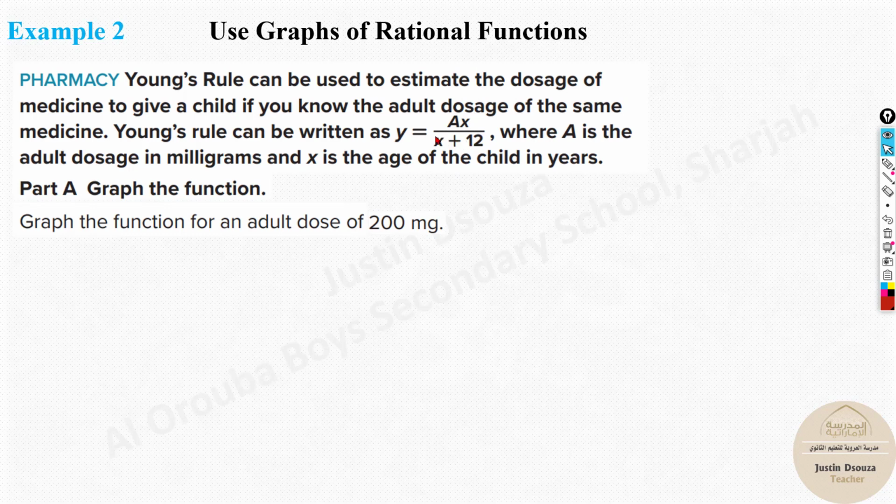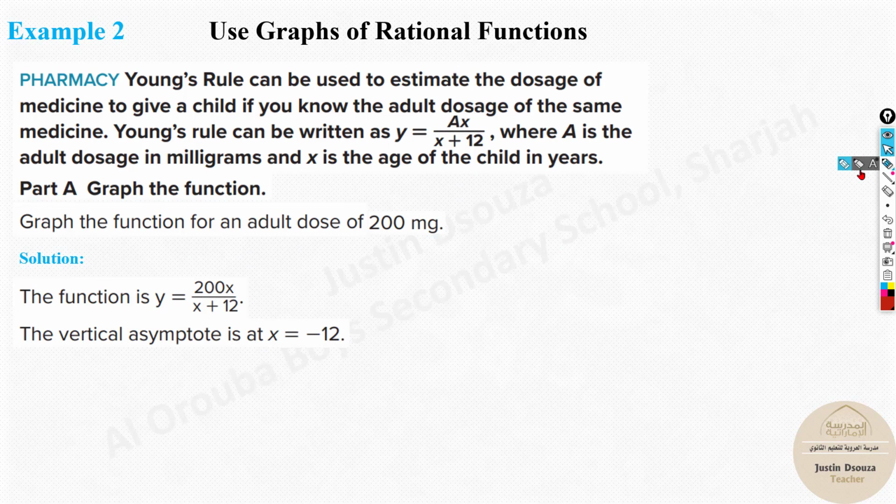Now here they have given some conditions and we need to solve accordingly. Here they have asked to graph the function, where the adult dosage is 200 milligrams, where A is the adult dosage, right? A is 200. So how do we graph? Here, instead of A, you have 200 given in the question. It'll be y equals 200x divided by x plus 12.